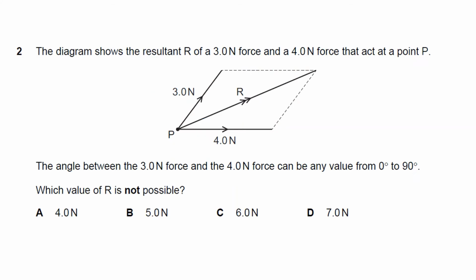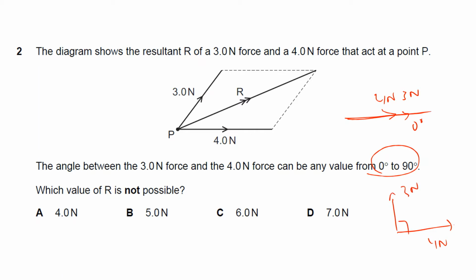In question number 2, they say that the diagram shows the resultant R of a 3 Newton force and a 4 Newton force that act at a point P. They're saying that the angle between the 3 Newton force and the 4 Newton force can be any value between 0 and 90. So it can be 4 Newton over 3 Newton, this will be when it's 0 degrees, and then it can be 4 Newton and 3 Newton in this direction with an angle of 90 degrees. So they're saying which value of R is not possible. For any such question, make the two possibilities like this, all right? Because it's saying any value between 0 to 90.